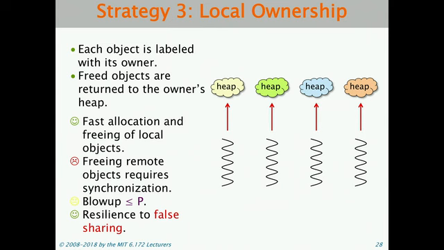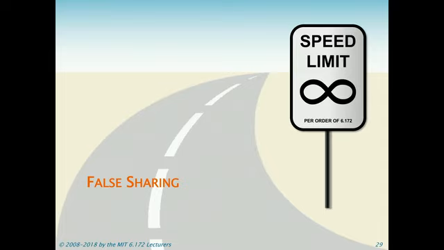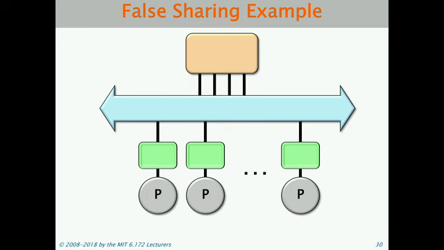Another advantage of this approach is that it has resilience to false sharing. So let me just talk a little bit about false sharing. True sharing is when two processors are trying to access the same memory location. And false sharing is when multiple processors are accessing different memory locations, but those locations happen to be on the same cache line. So here's an example.